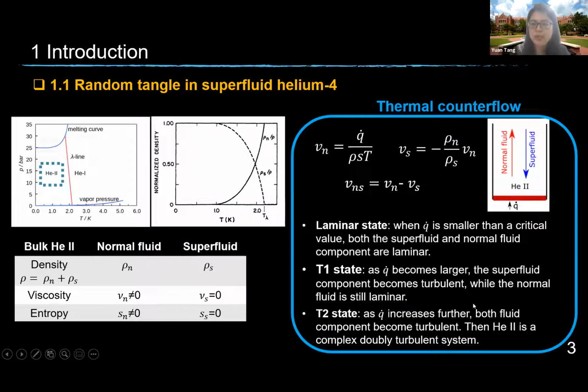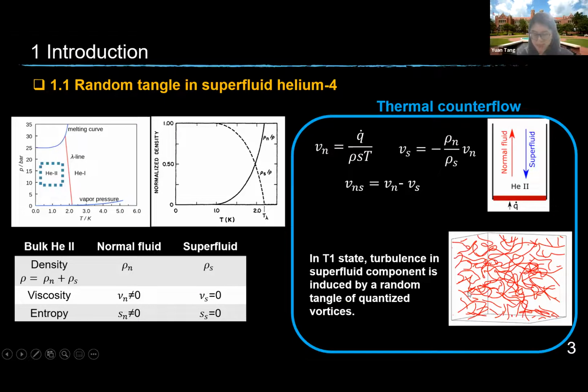As the heat flux increases further, typically larger than 100 milliwatts per centimeter square, both the fluid components become turbulent. Then we have a complex doubly turbulent system. This is what we call the T2 state. Today, we will focus on the T1 state. In this state, the vortices are randomly oriented, and there is no coherent vortex bundle that can induce large-scale flow. That is, in this state, turbulence in the superfluid component will be induced by a random tangle of quantized vortices.